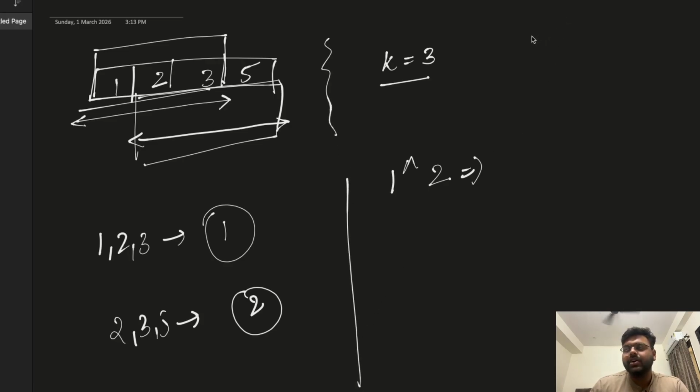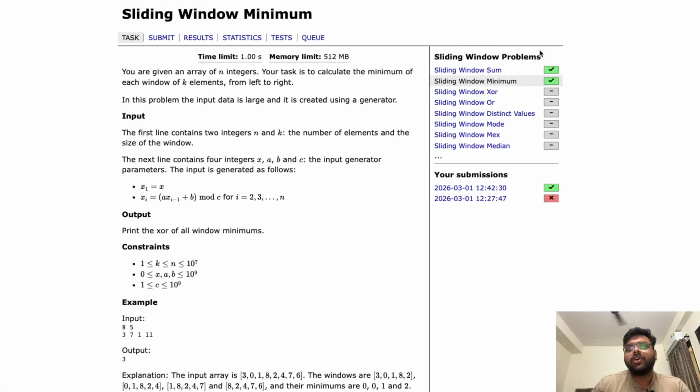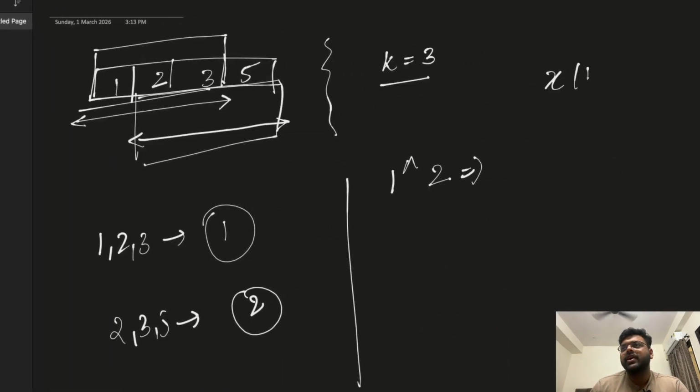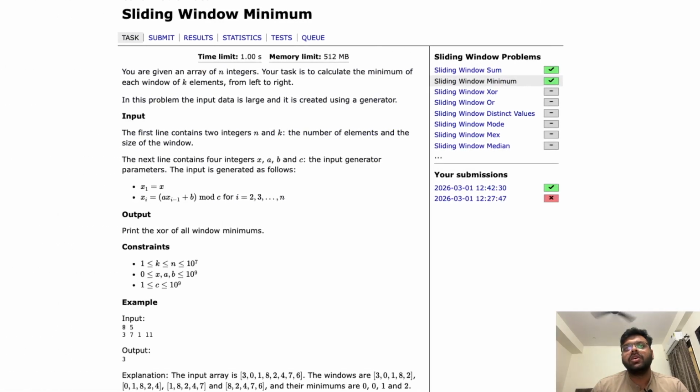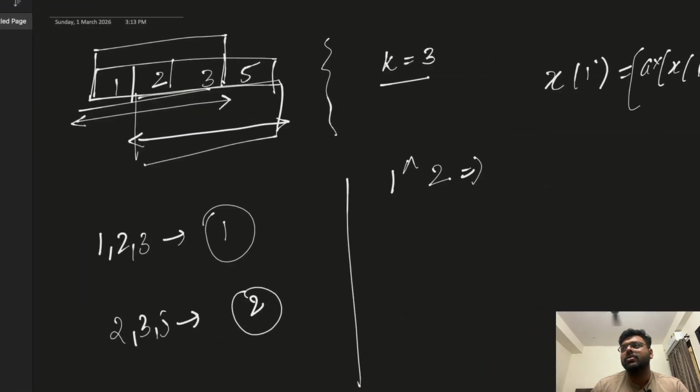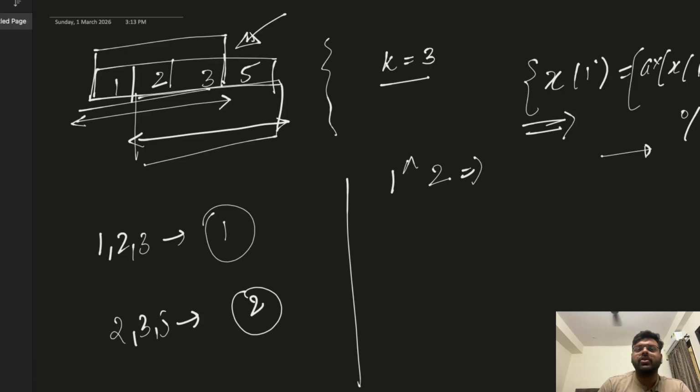This is exactly what the question is, and the elements are not given explicitly. They are given in a format like x[i] = (a * x[i-1] + b) modulo c. This is how the elements are given to us, so this won't be much of a challenge. This is the input that we will be taking, and the main logic is how we find the sliding window minimum for each of the possible windows.